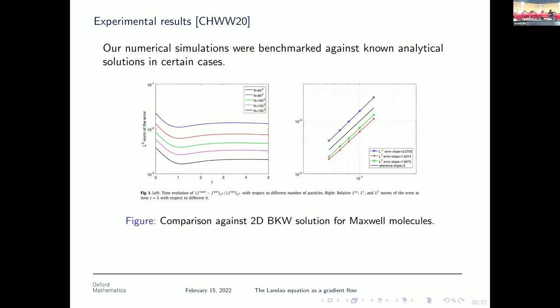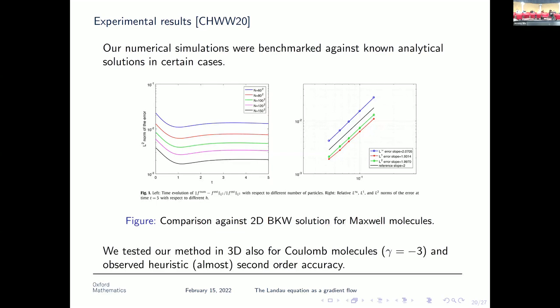And so there's no proof yet in our case that as epsilon goes to 0, we recover the full Landau equation, but looking at test cases, we got quite high order accuracy. Heuristically, it was almost something like second order accurate. But again, that's numerical experimentation. We didn't write the theorem down.